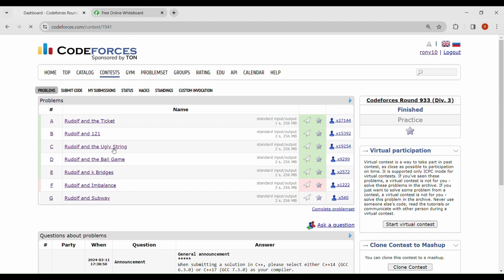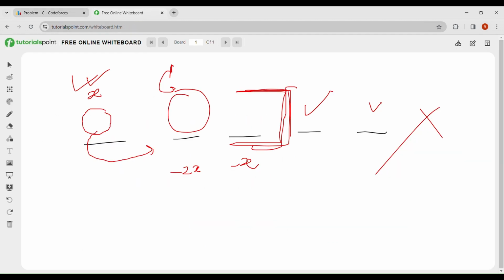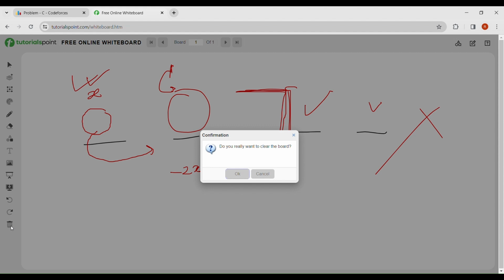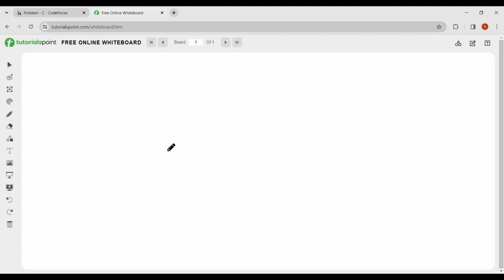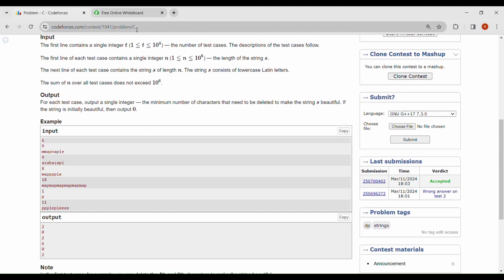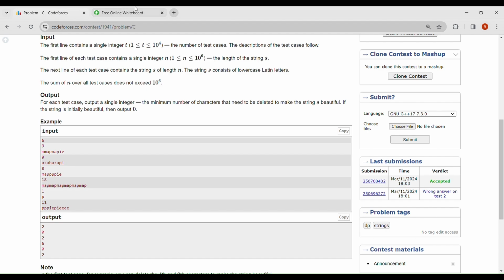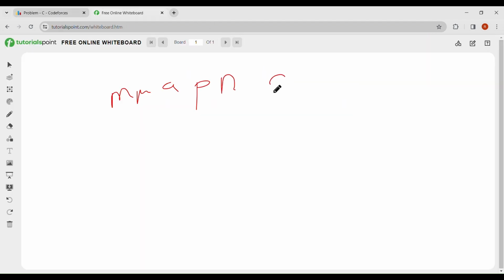Now we will go to the third one. So in the third one, what are they asking? They are asking, from the given string, let's take an example: yumapnapi. So this is the string. They are asking that you need to remove pi and map occurrences.